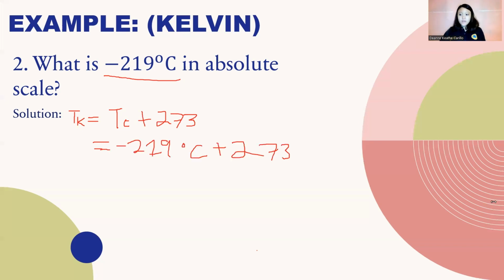273 plus negative 219. Negative 219 plus 273, we will get an answer of 54. Why is it positive 54 even though there's negative 219 on it? Because ang higher number is 273, and ang higher number ay ang dapat nating sundin na sign, whether it's negative or positive.